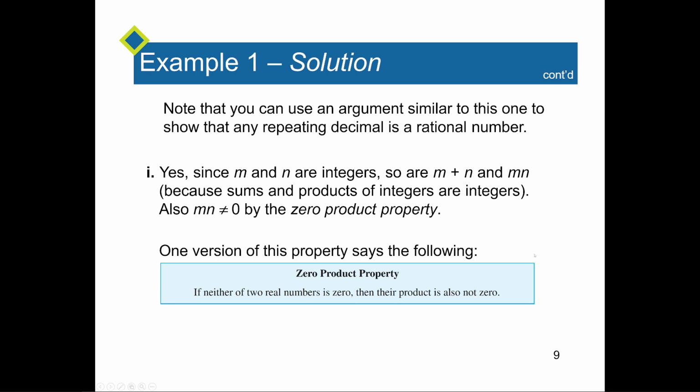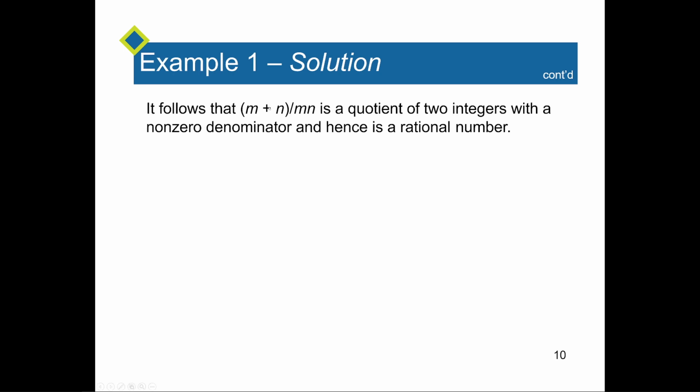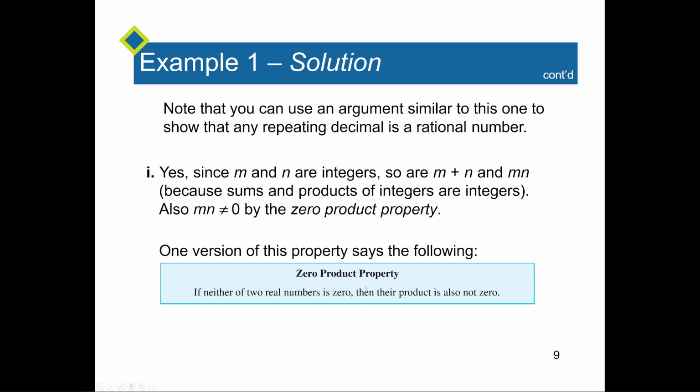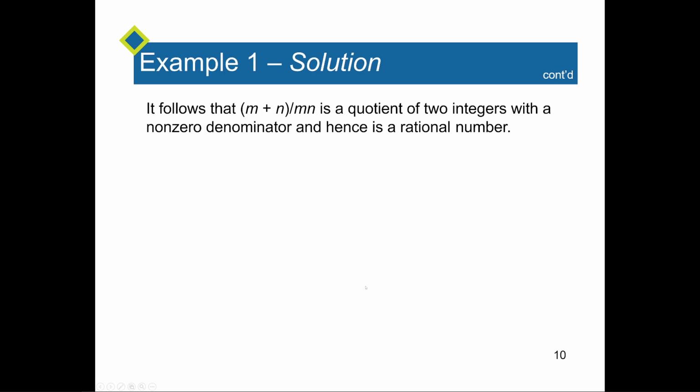This is very important for us in this part of the entire course. It follows that m plus n divided by mn is a quotient of two integers with a non-zero denominator, and hence is a rational number. This property will become very important for us moving forward.